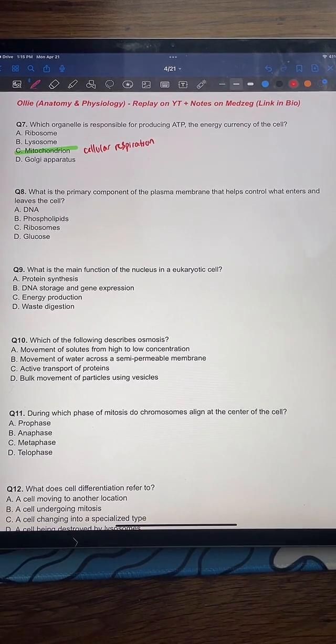What is the primary component of the plasma membrane that helps control what enters and leaves the cell? So we have our plasma membrane, but what is it mainly composed of that gives us the ability to control what enters and leaves the cell?